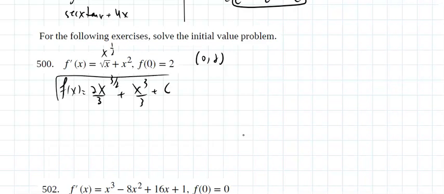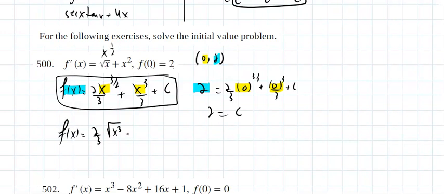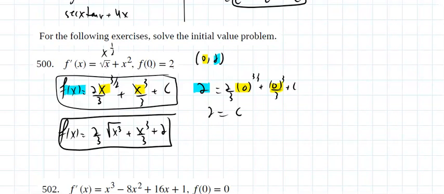So there's my answer. But since they gave me initial conditions, they said y equals 2 when x equals 0. Well, that means 2 equals c. So I'll say capital F of x equals 2/3 x to the 3/2 plus 2. Now you could write that as the square root of x cubed. If you wish, you could leave it like that. It doesn't really matter. And there it is. This is a function where if you take a derivative of it, you'll get that. And if you plug 0 in, you will get a 2. And that's all what initial value problems mean.